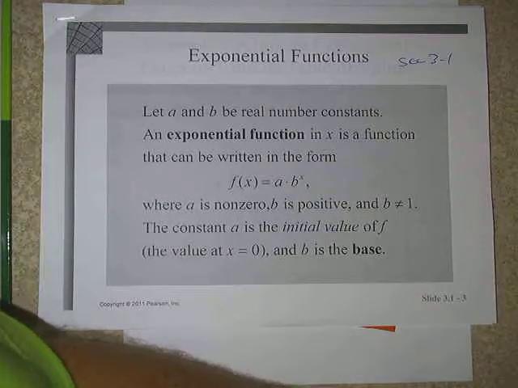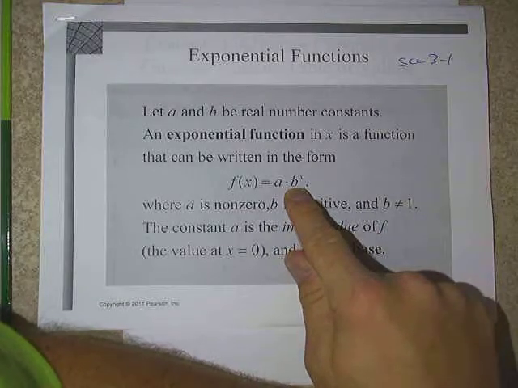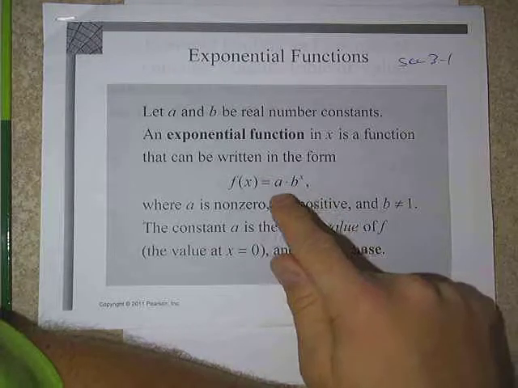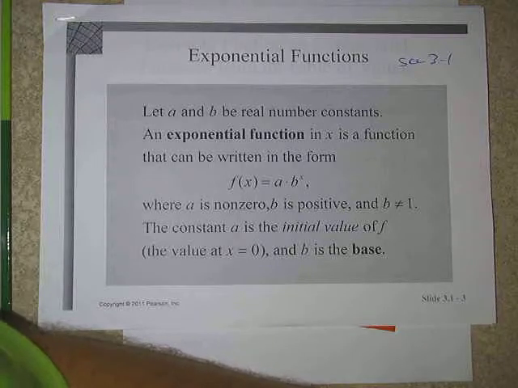And b also must not equal 1, because if it did equal 1, then no matter what we put in for x, the answer would still be 1. So the answer would simply just be a. So that really wouldn't be an exponential function either. That would be a line also.